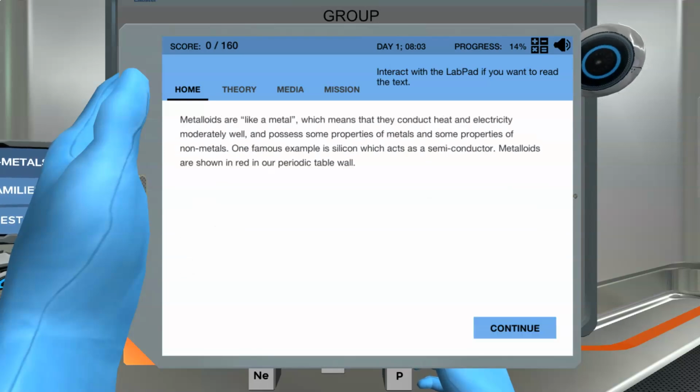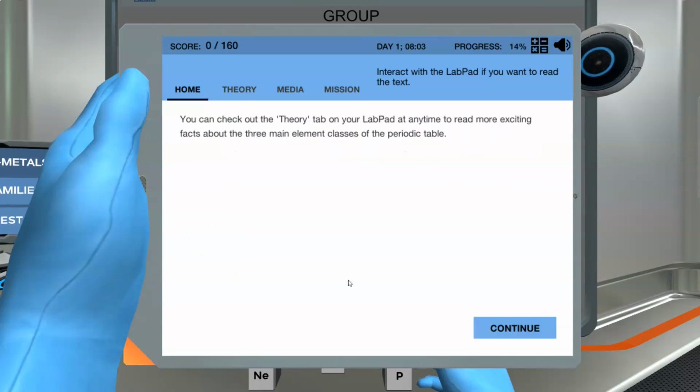Metalloids conduct heat and electricity moderately well, and possess some properties of metals and some properties of nonmetals. One famous example is silicon, which acts as a semiconductor. Metalloids are shown in red in our periodic table wall. You can check out the Theory tab on your lab pad at any time to read more exciting facts about the three main element classes of the periodic table.